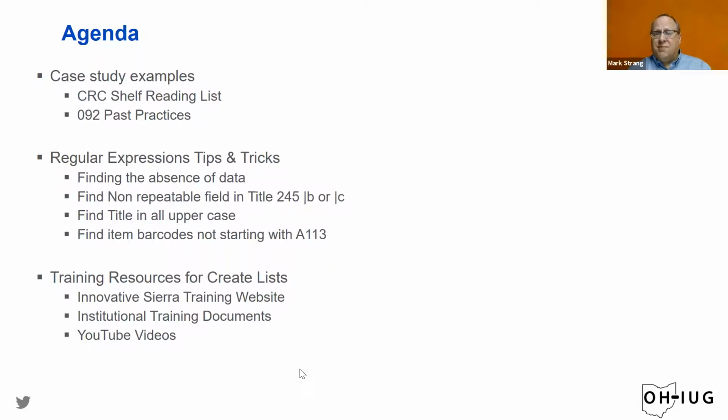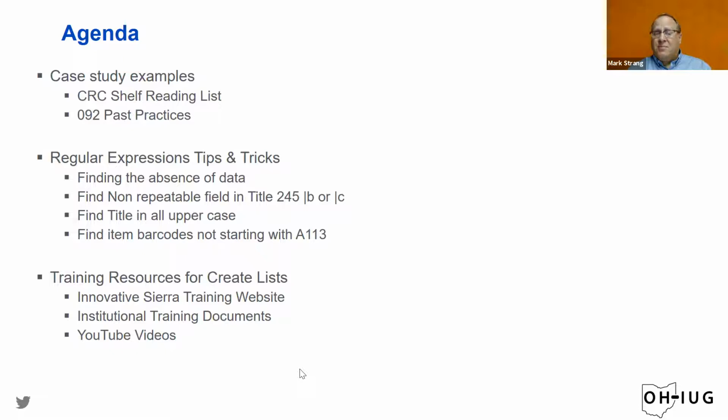Some case studies we'll go over are the CRC. We have a shelf reading list example I want to show you, and also some examples about our 029 past practices when it comes to our call numbers. I am going to include some new stuff in that: regular expressions, tips, and tricks that I got from Richard Jackson's presentation at IUG 2021.